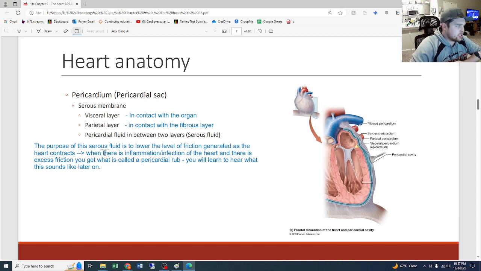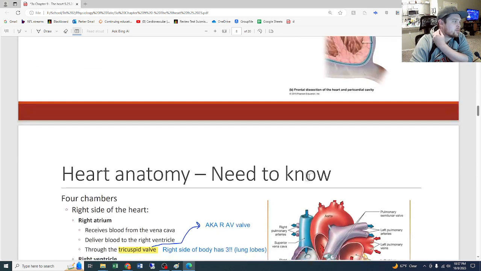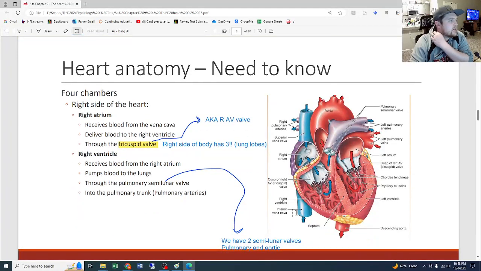This is a little addition here. When there's inflammation or infection of the heart, there's going to be excess friction, which gives what you call a pericardial rub. You'll learn in future classes what that sounds like and how to listen for it and all that sort of stuff. But understand the layers, understand the purpose of the serous fluid. Okay, so the heart anatomy, again, you need to know. Please, please, please know your anatomy of the heart.